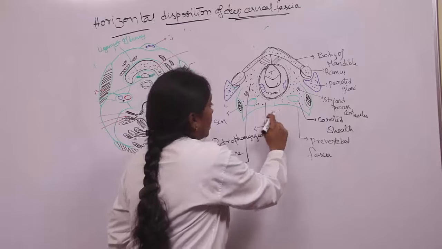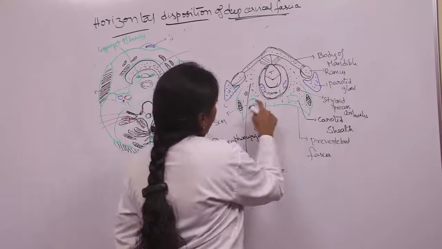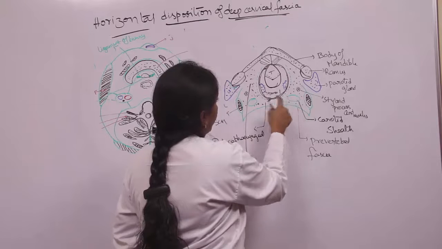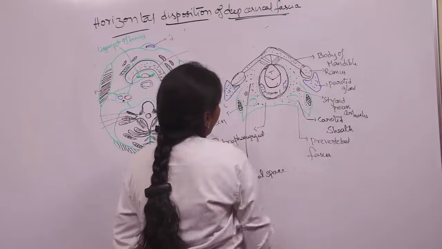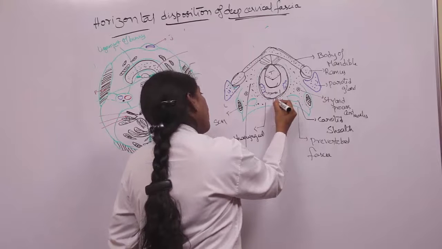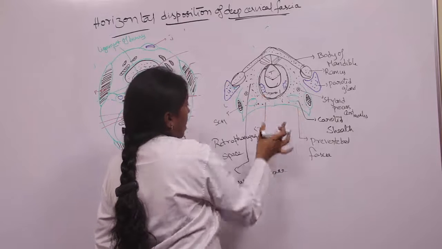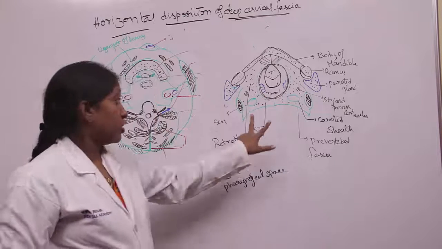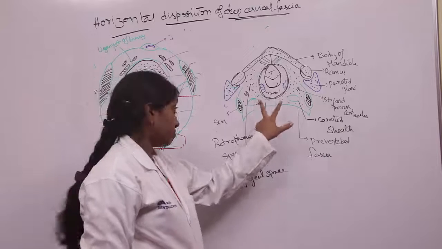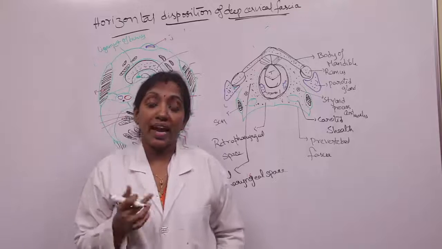Behind, we have the cervical vertebra present here. On either side we have the carotid sheath. Sometimes what happens is a fascial sling from the buccopharyngeal fascia extends to the prevertebral fascia and divides the space into two compartments. So this is the retropharyngeal space which is present behind the pharynx.